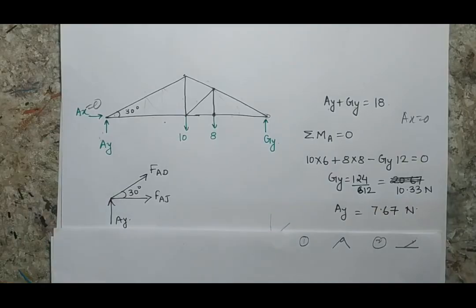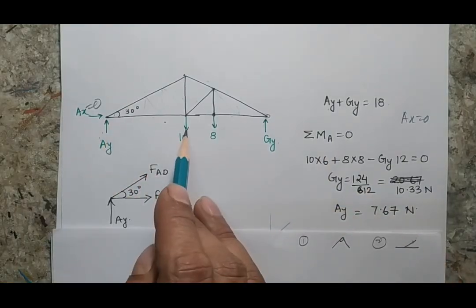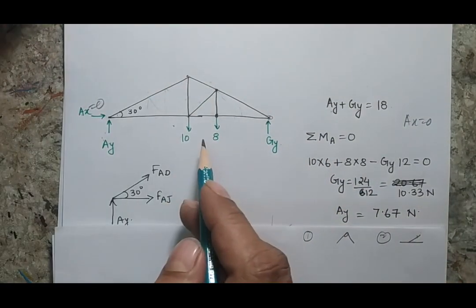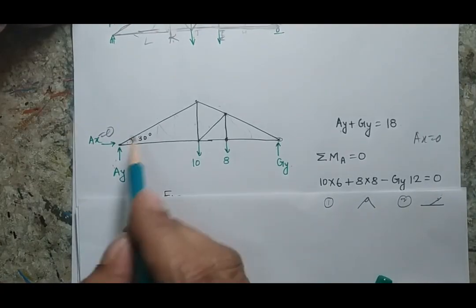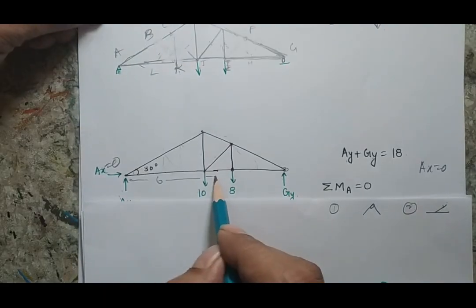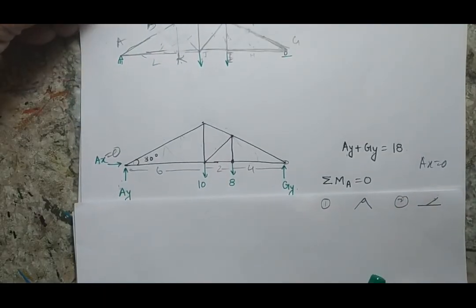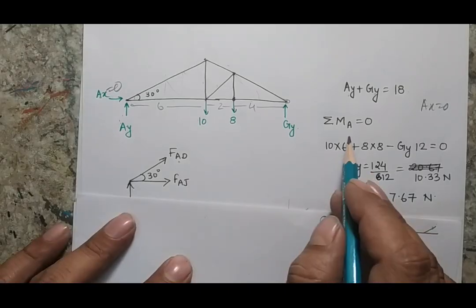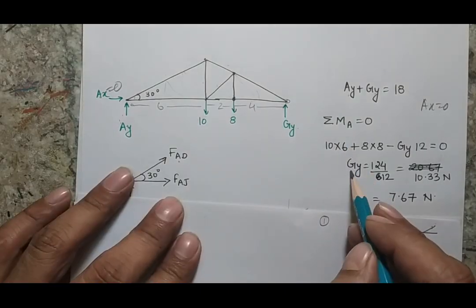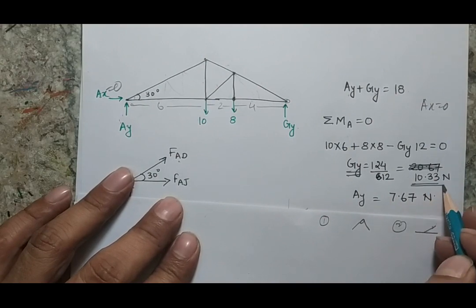So when I take the moment at point A, this 10 will be multiplied with the total distance 6, because these distances are 2, 2, 2, 2, 2. So this is my distance, which is 6, this is my distance 2, and this is my distance 4. Now when I calculate the moment at point A, I will be able to calculate the value of reaction GY, which is coming out 10.33.